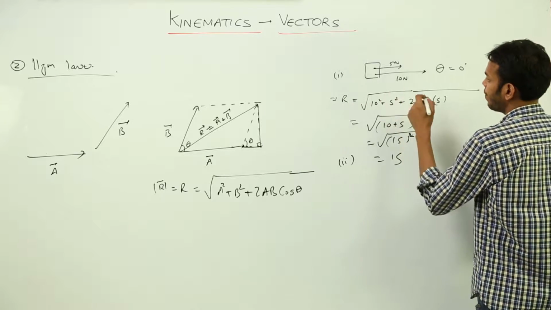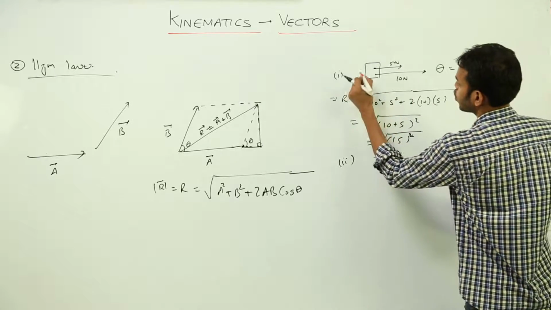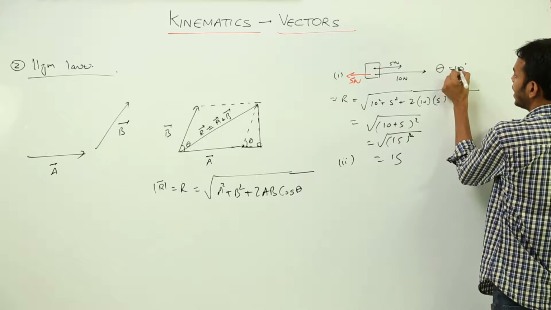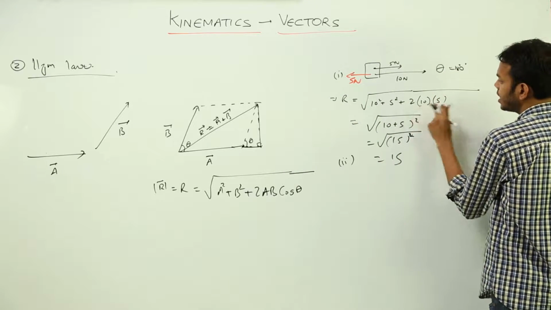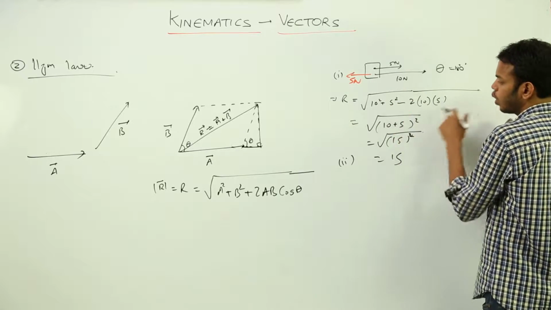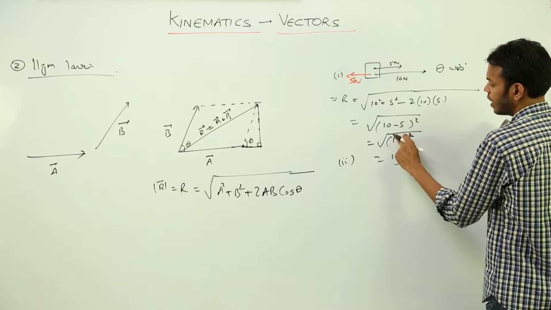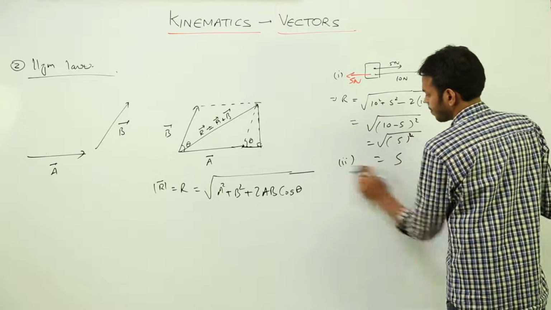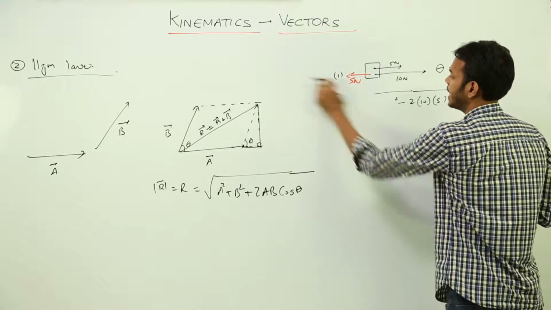Same way, if the second force was acting opposite to it, 5 newtons, so the angle right now is 180 degrees, and here cos 180 is minus 1. So cos 180 is minus 1, this whole thing becomes 10 minus 5 whole square, which is 5 whole square, which is 5. So the formula is very well valid.